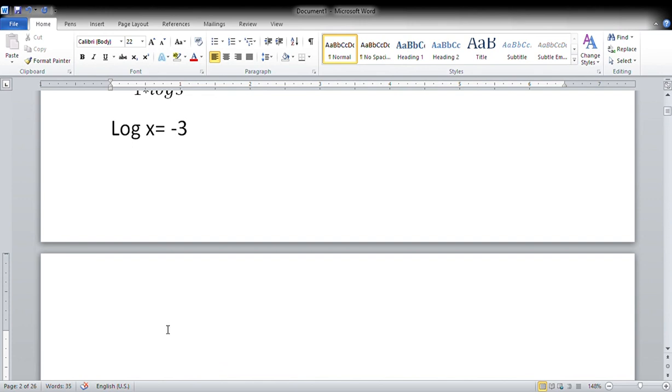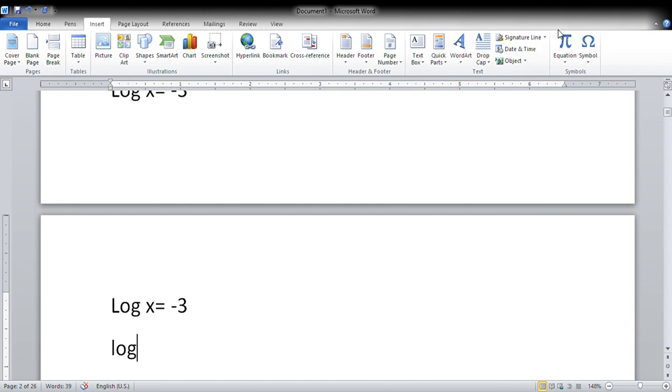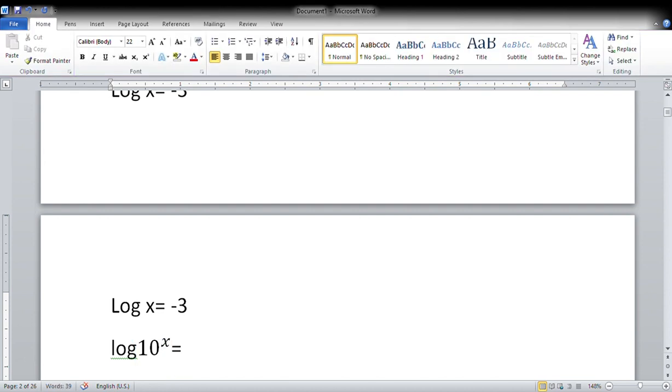So you can take it as a 10. That means if it is given log x is equal to minus 3, you can take the base as 10. That means it should be the common logarithm. So log base 10 of x is equal to minus 3, right? Minus 3.